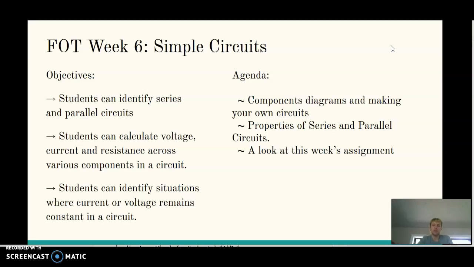Now, on to some actual tech. Let's go ahead and talk about what we are doing this week. We're going to be taking a look at some simple circuits. So you're going to be able to tell me things about series and parallel circuits and calculate various aspects of them. And we're going to actually play around with a simulator where you can make your own. It'll be a lot of fun.